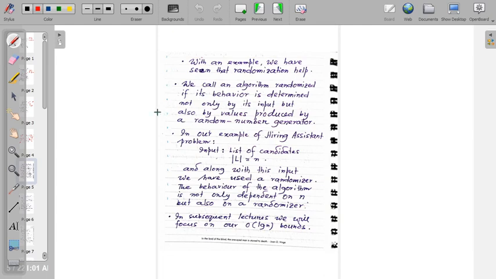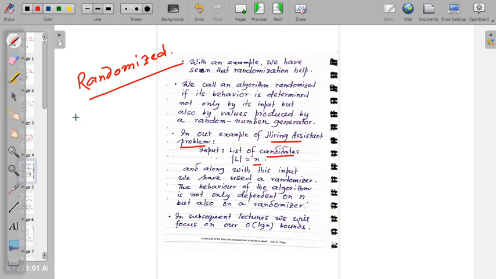Before going into that probabilistic aspect, one thing we have to know is the definition of a randomized algorithm. Which algorithm will we call a randomized algorithm? Here in our example of the hiring assistant problem, we have an input, that is a list of candidates, that is n. We have n candidates.